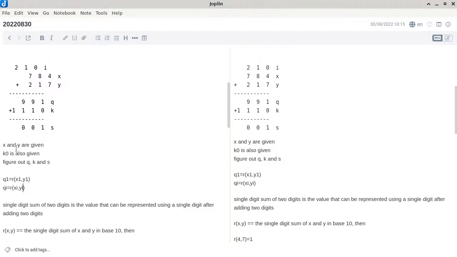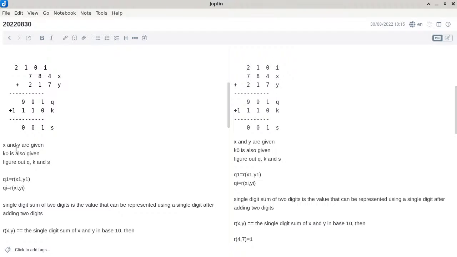That's how we got the 1 under the 4, 7, because 4 plus 7 has a single digit sum of 1. It's also why we got a 9 under 8 and 1, because 8 plus 1 has a single digit sum of 9. 7 plus 2, same thing, has a single digit sum of 9 as well. So the entire row Q is simply the R result of the corresponding X and Y digits.